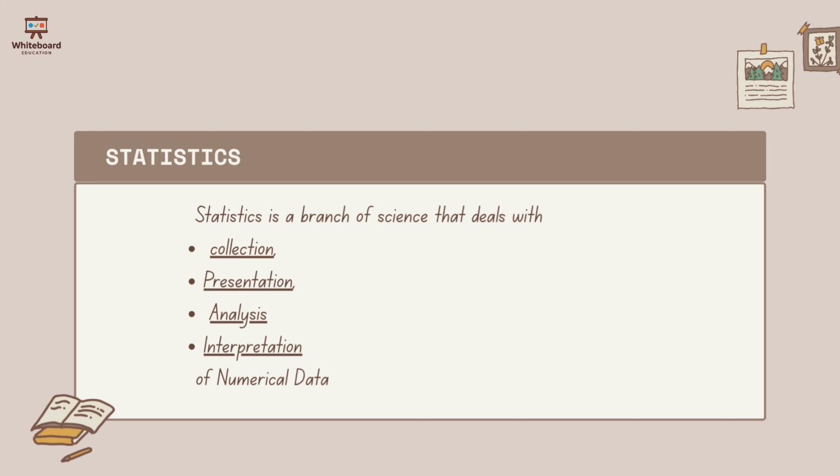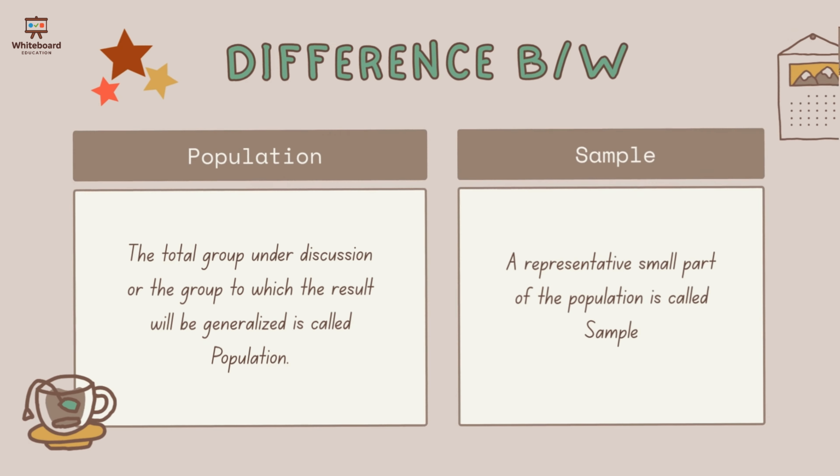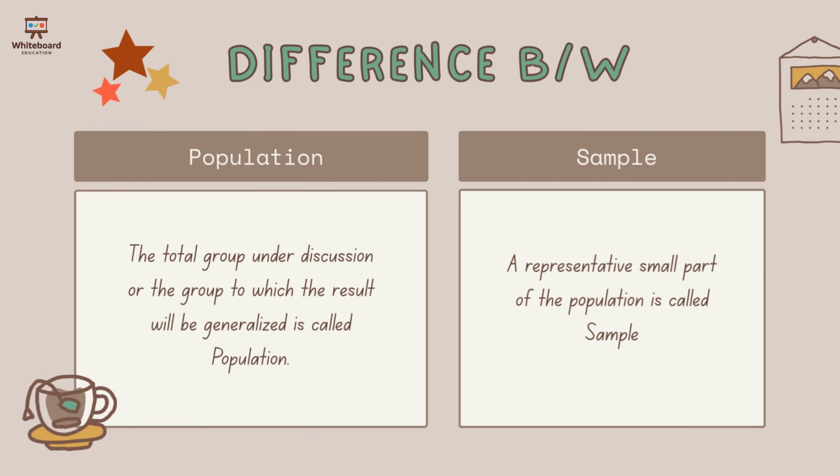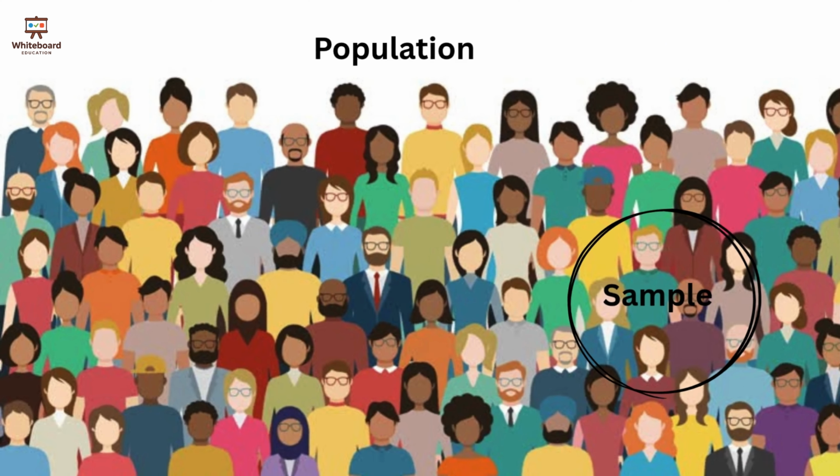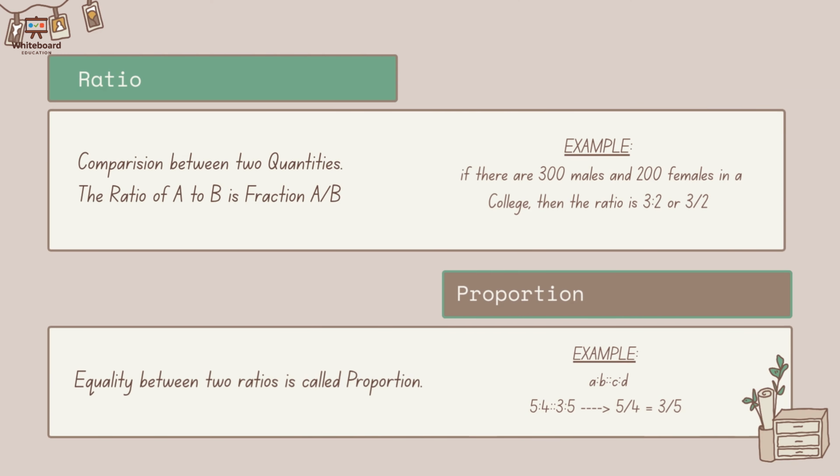Moving forward, we have an important difference between sample and population. Population is the total group under discussion or the group to which the result will be generalized. On the other hand, sample is the small representative part of the population. Let's look at an example. Imagine there are 100 students at a college, which is considered as the population. If we select 20 of them, it is a sample of the entire population.